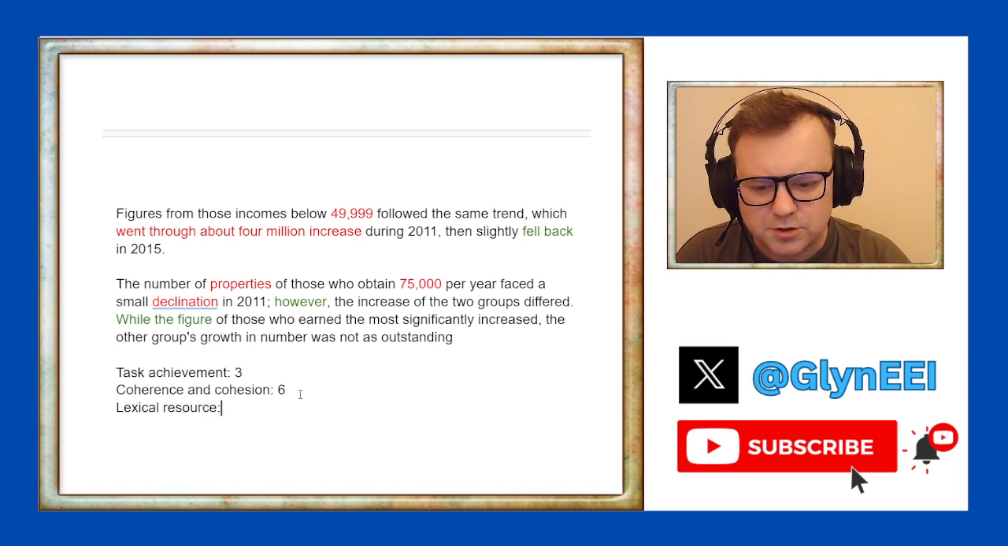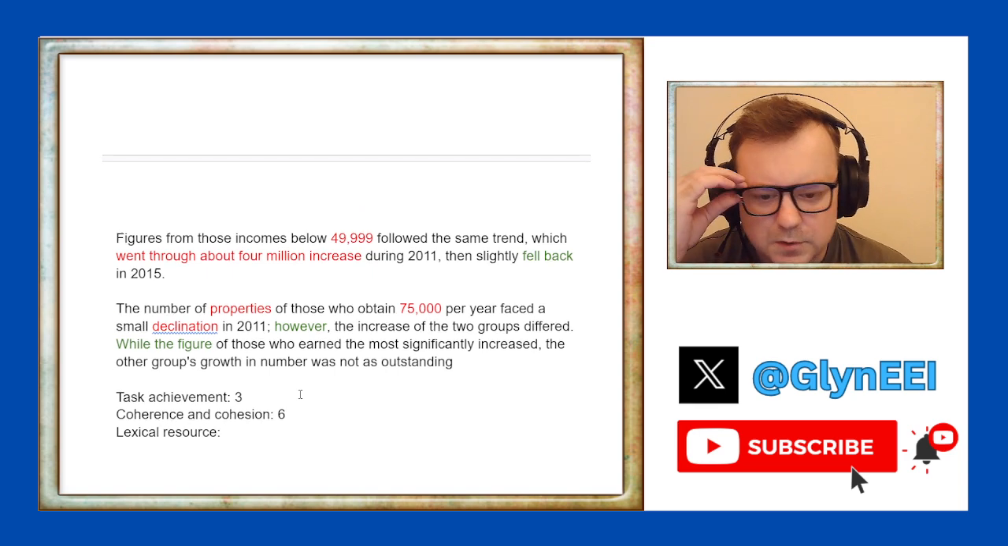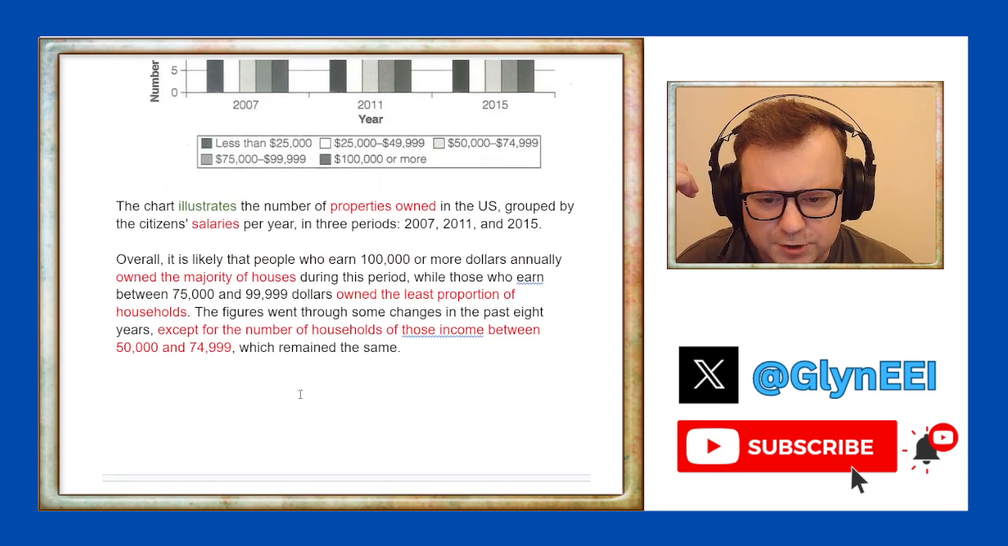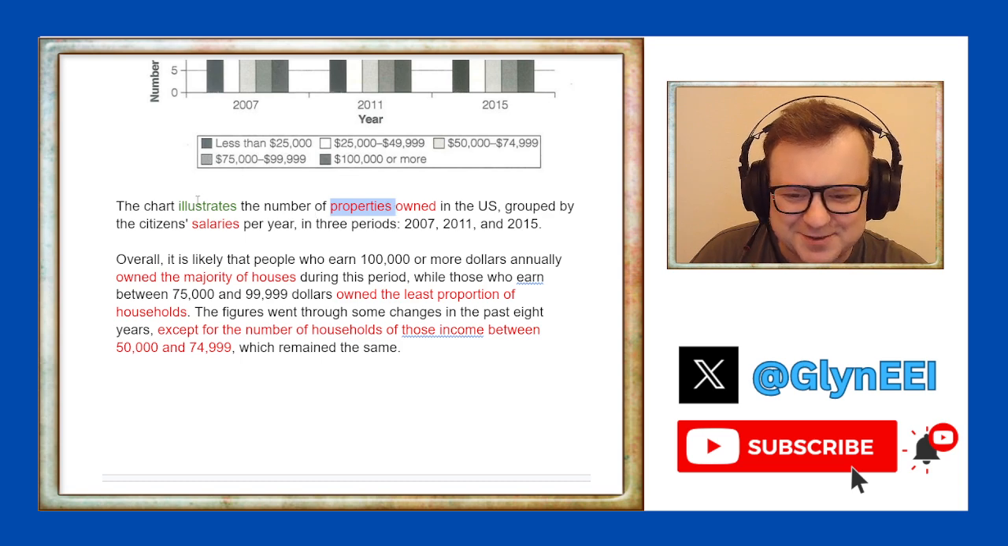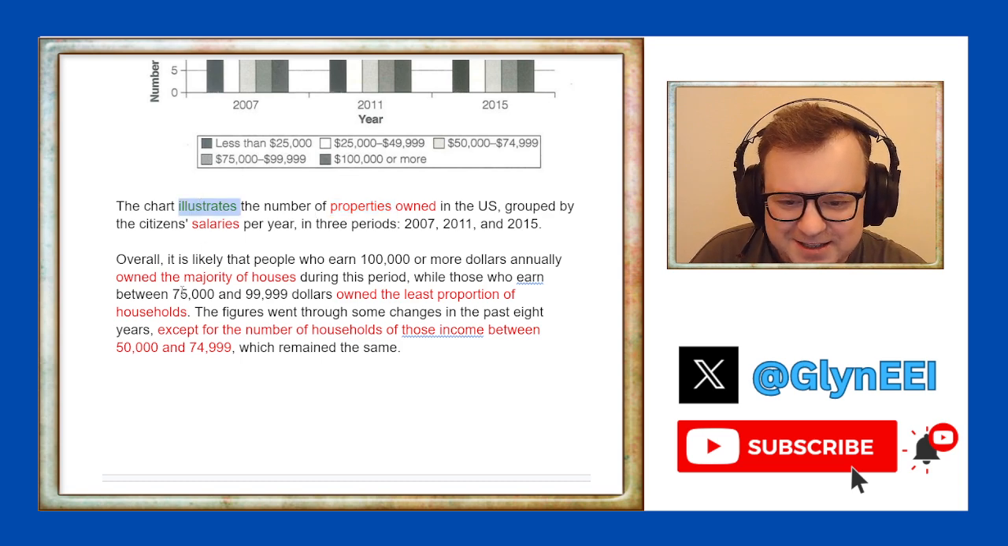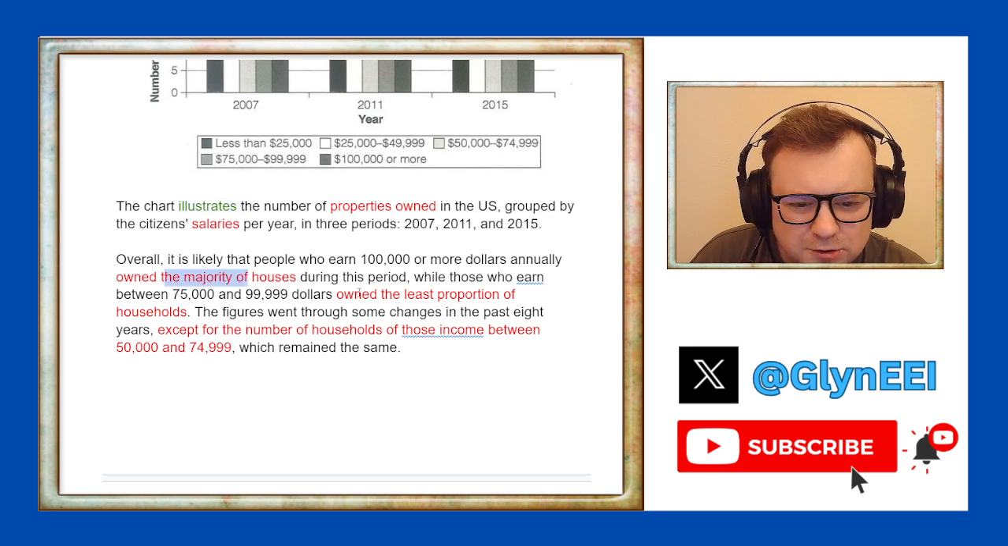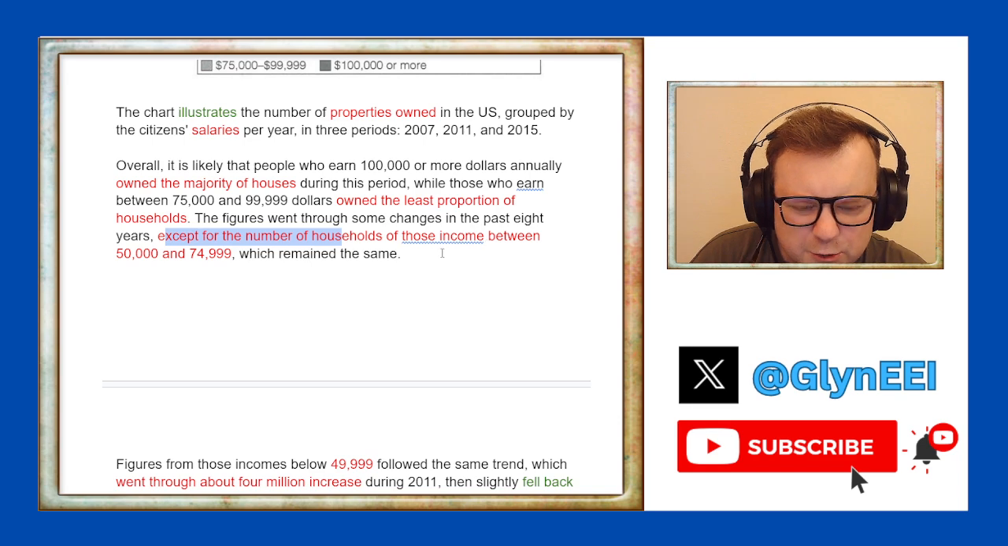Lexical resource. There was good lexical resource there, I think. Okay, we have "properties", which isn't what should be used here. "Illustrates" is a good synonym. "The majority of", that's very natural. "The least proportion of" is strange. It should be "the lowest proportion of households", but okay. "Except for the number of households", good. I don't like "those income".